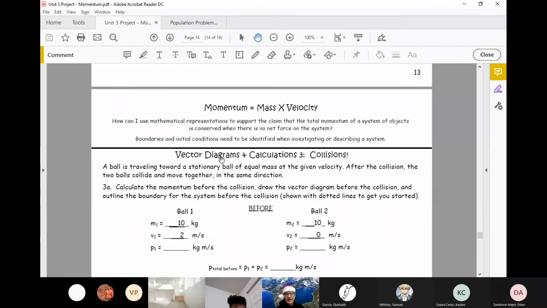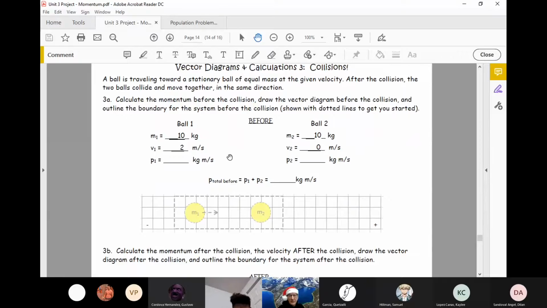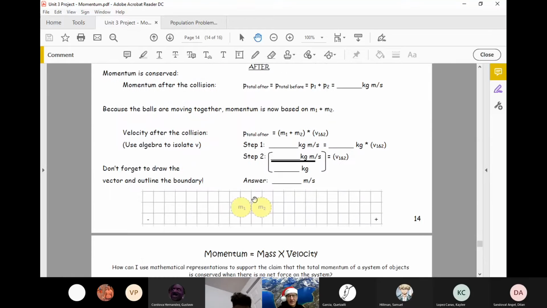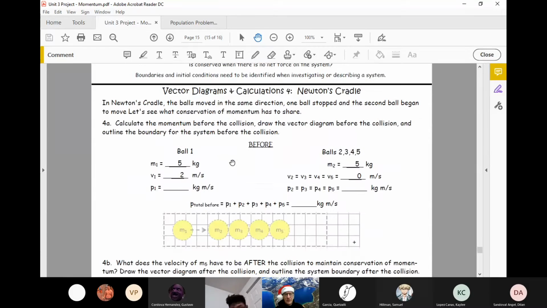And that led us to this page, which we did together last time. We looked at these collisions just between two objects, where in this case it was a ball colliding with another ball. We calculated their momentum before the collision, and we calculated their momentum after the collision. One tricky thing we also did was find their velocity after the collision. And that takes us to this page. So this is where we're going to pick it up.